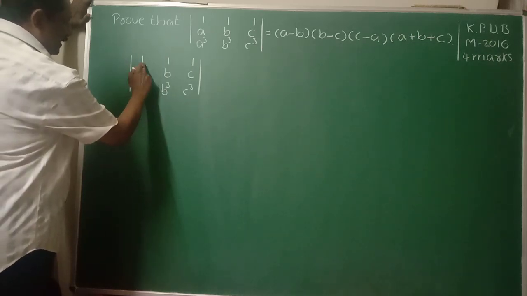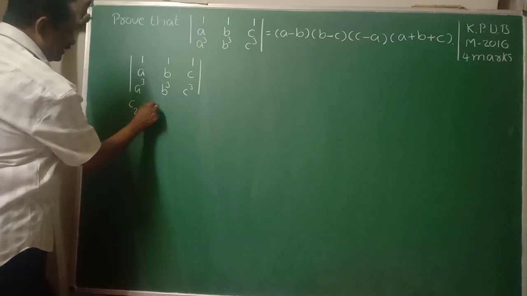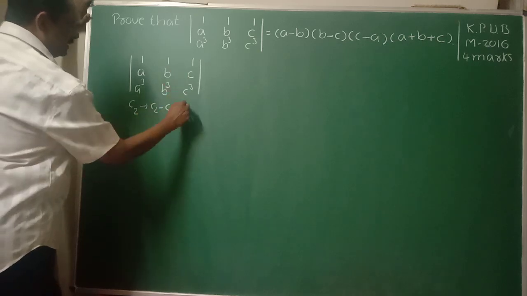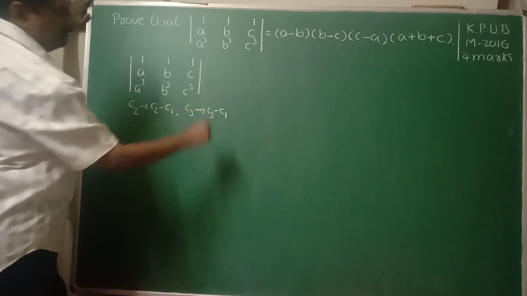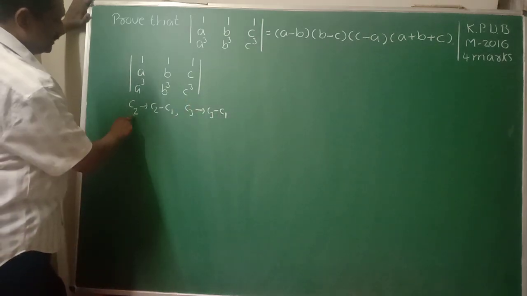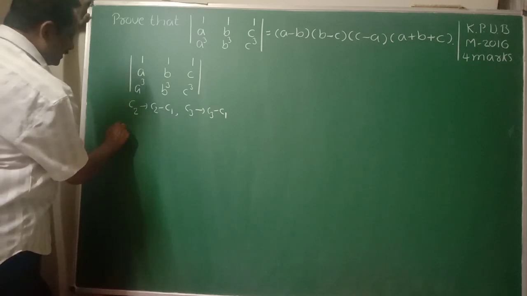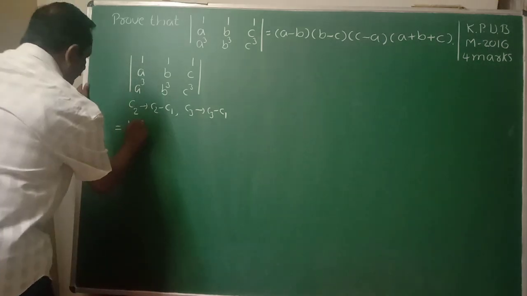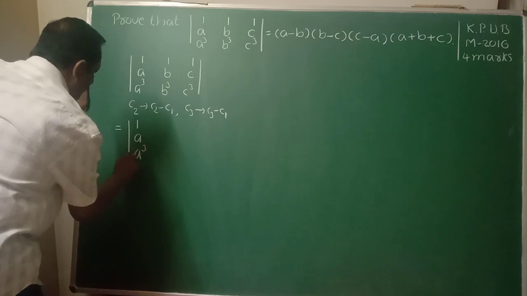So C2 gives C2 minus C1, and C3 gives C3 minus C1 here. Therefore, only the second and third columns change here. First column elements keep as it is here. So determinant of 1, a, then a cube here.